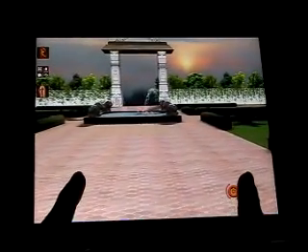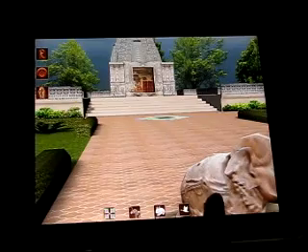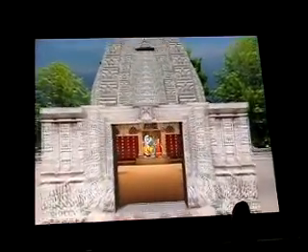So I can take a walk in the beautiful garden outside. And I can go back inside the temple by going back to the other points of interest panel. And we exit from here. So there are a couple of instructions out here which I can have a look at.